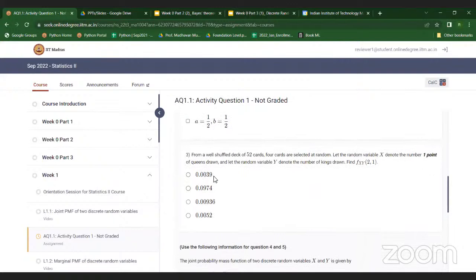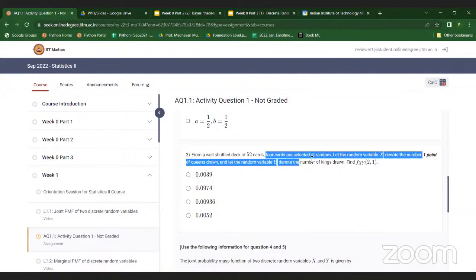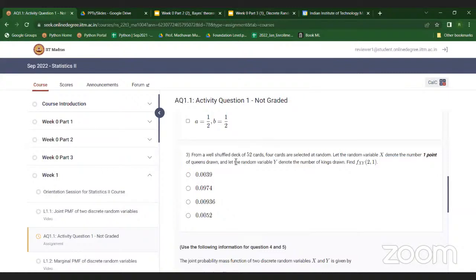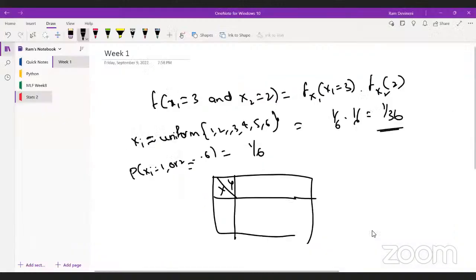Okay, we'll move on to the next problem. From a well shuffled deck of 52 cards, 4 cards were selected at random. Let the random variable X denote the number of queens drawn, and the random variable Y denote the number of kings drawn. What they're asking for is f of (2, 1), which means 2 queens and 1 king. So what is the experiment for us? The experiment is drawing 4 cards.